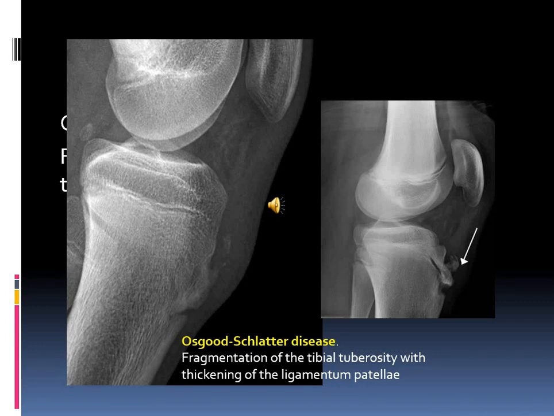Another site is the tibial tuberosity. You can see in these films we have a lateral X-ray of the knee joint, and there is an abnormal area which is fragmented and slightly showing osteolytic lesions. This represents an abnormal site involving the tuberosity of the tibia, called Osgood-Schlatter disease. That is osteonecrosis involving this type of bone. This is sometimes associated with thickening of the ligamentum patellae, which is connected to this region.